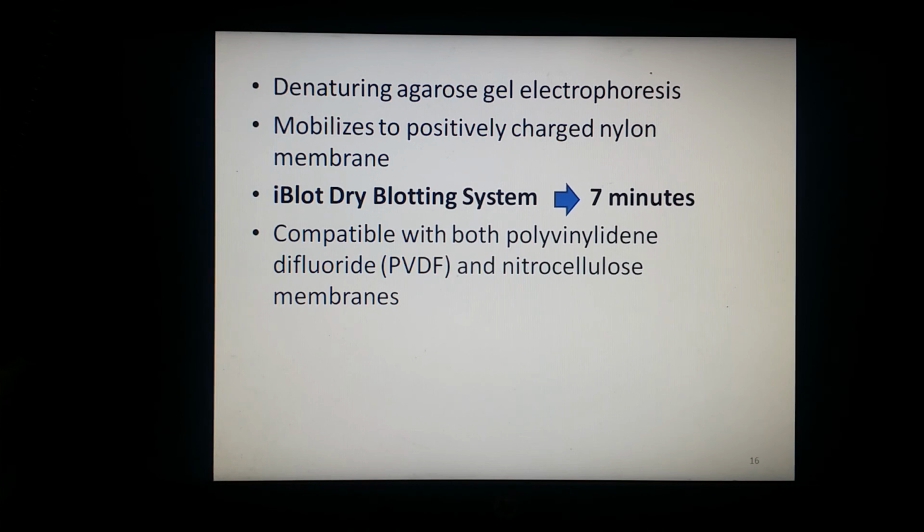Once the RNA is separated by denaturing agarose gel electrophoresis, the RNA is transferred to the positively charged nylon membrane and immobilized for subsequent hybridization. For fast, reproducible transfer, the iBlot dry blotting system is used. This iBlot blotting system offers complete transfer of RNA to nylon membrane within a short time, that is 7 minutes. So in 7 minutes, this iBlot dry blotting system will completely transfer the RNA to the nylon membrane.